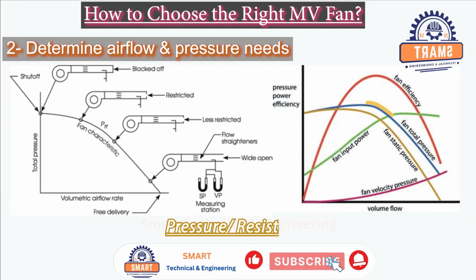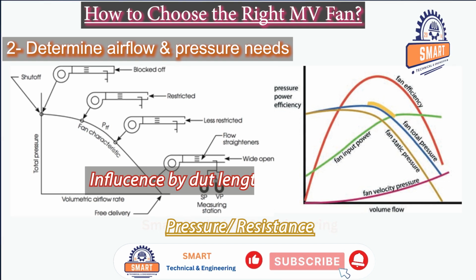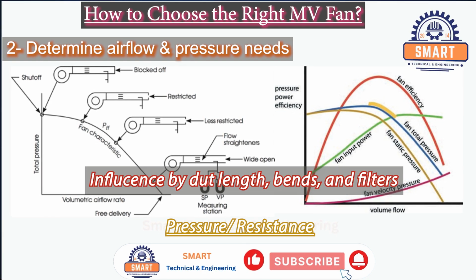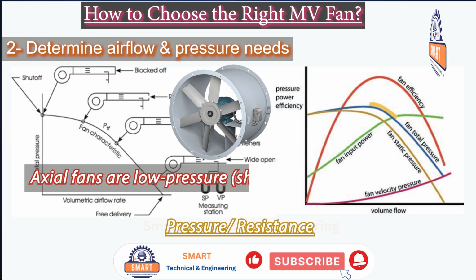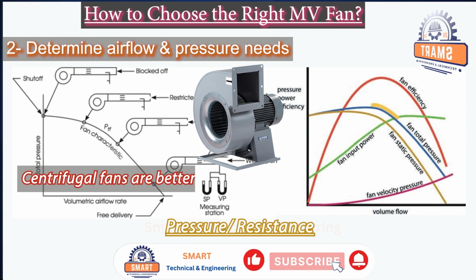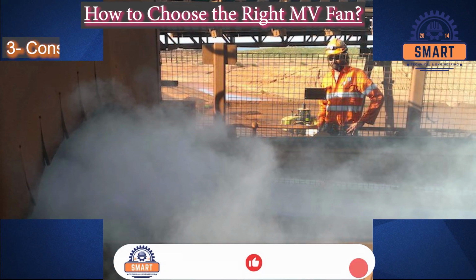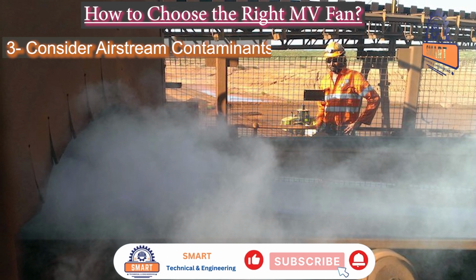Pressure resistance. Determine the system's pressure drop, which is influenced by duct length, bends, and filters. Axial fans are for low pressure, short duct run applications, while centrifugal fans are better for higher pressure, longer duct systems.